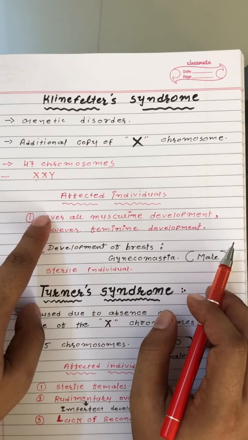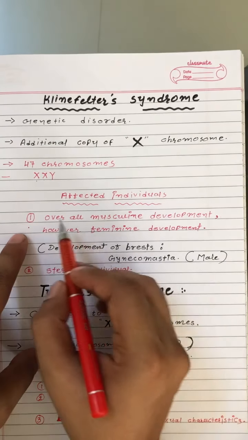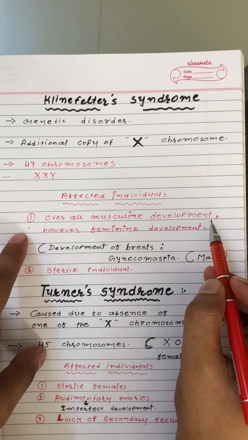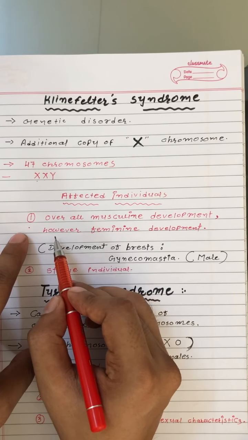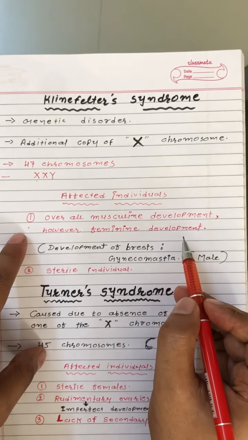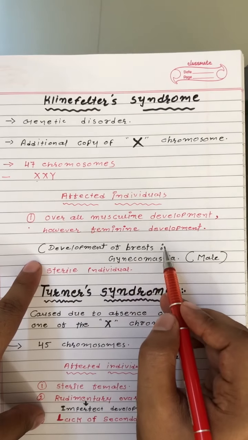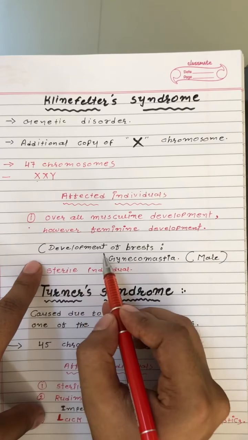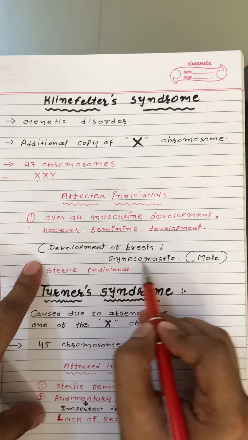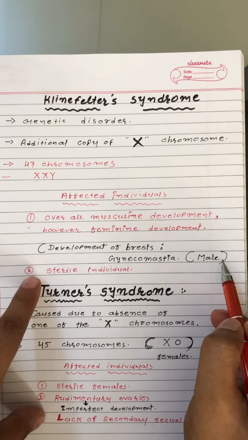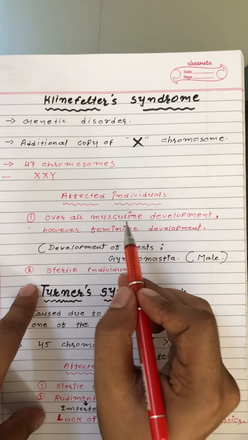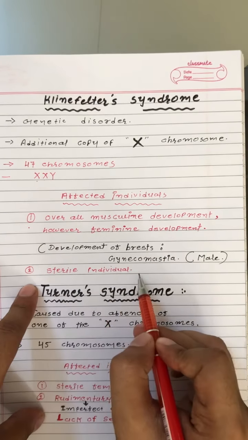The affected individual will have following symptoms. Number 1, overall if you look at this individual, there will be masculine development, looks like male. However, that individual will have more feminine characters, female like characters, right? For example, development of the breasts, and this development of the breasts in the male is called gynecomastia. We find this condition in the male. And such individuals, the individuals with the Klinefelter syndrome, are all sterile individuals, right?